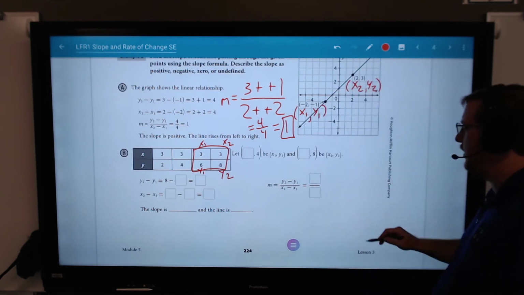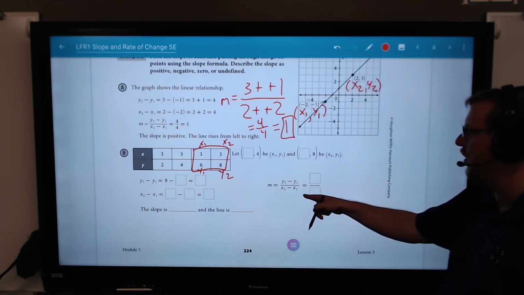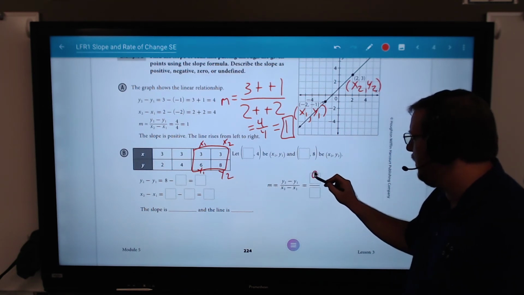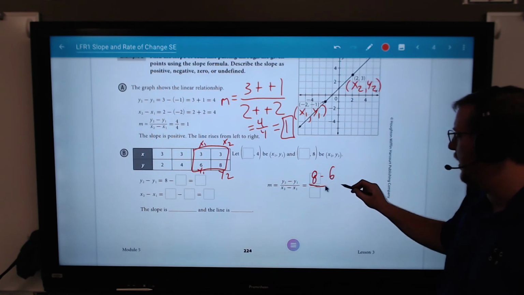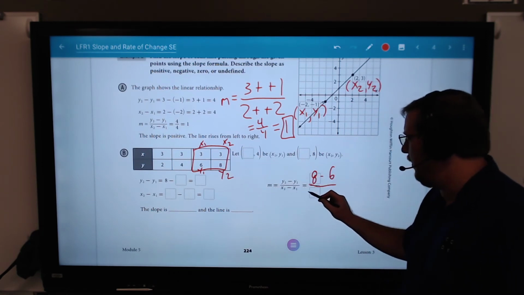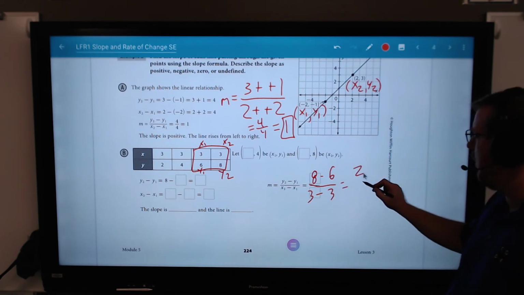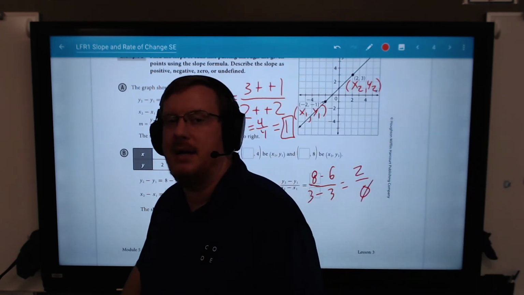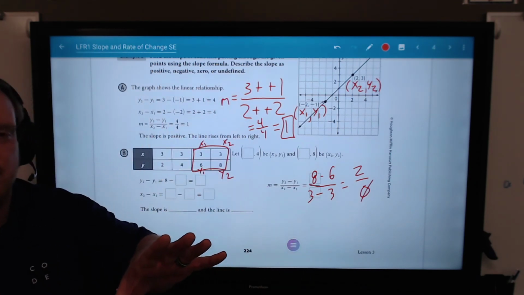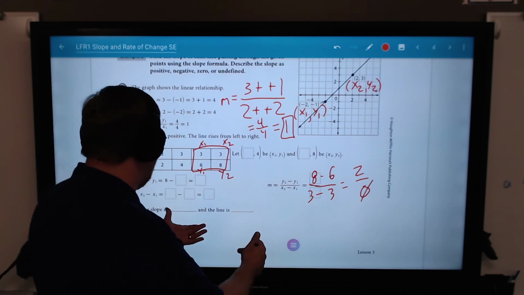So let's go ahead and subtract this. We know that slope is y2 minus y1 over x2 minus x1. y2 is 8, y1 is 6, divided by x2, which is 3, minus x1, which is 3. On top, I get 2. On bottom, I get 0. Take a second and think about it. When you divide by 0, you can't do that, first of all. We call that undefined.